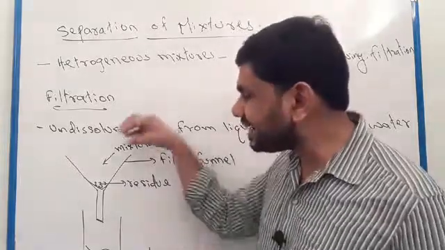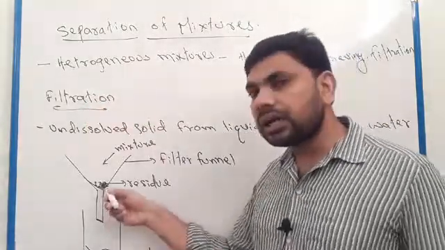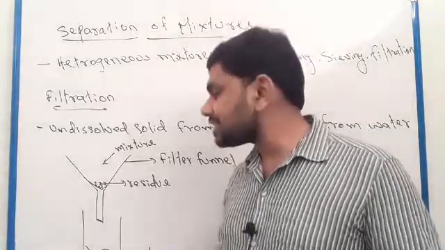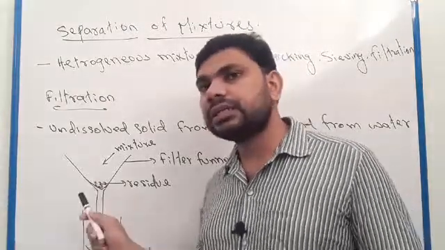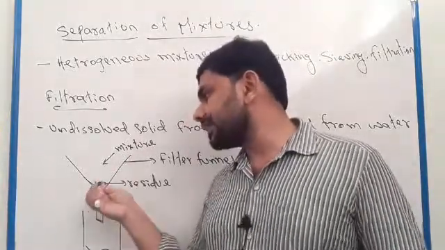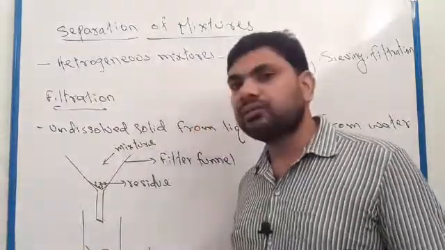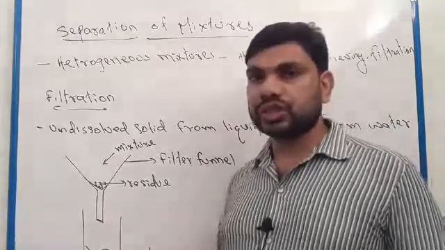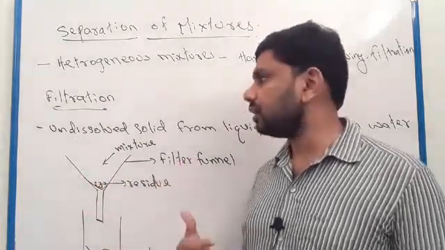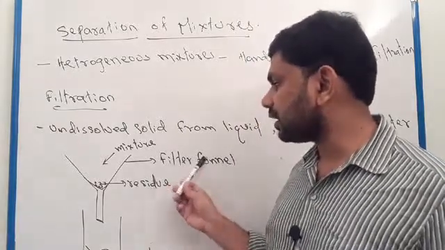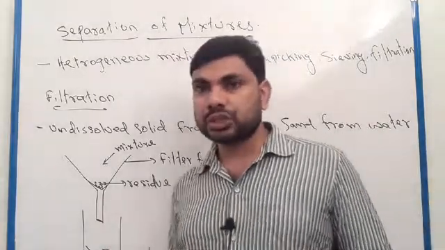For example, when you put sand with water on the filter funnel, sand will stay over here, only water will come down. The solid which stays over here, the sand, is called residue. Water, the liquid which came down, is called filtrate. This method is called filtration. So the special apparatus used for filtration is the filter funnel. Okay, so remember here: filter funnel, residue and filtrate. And this is one example for heterogeneous mixture.